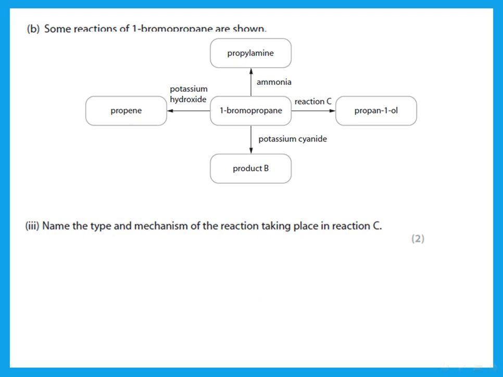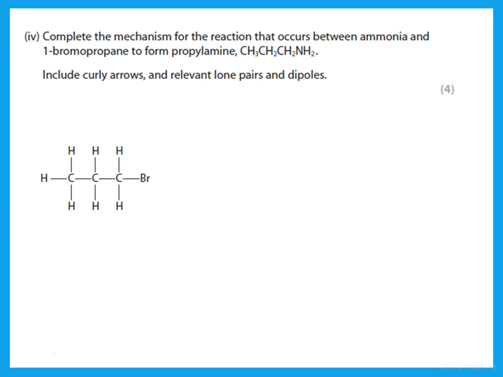Then he says, name the type and mechanism of the reaction taking place in reaction C. Where is reaction C? Reaction C is bromopropane changing into propanol, replacing the bromine with an alcohol. This is nucleophilic substitution. Complete the mechanism for the reaction that occurs between ammonia and 1-bromopropane to form the propylamine.